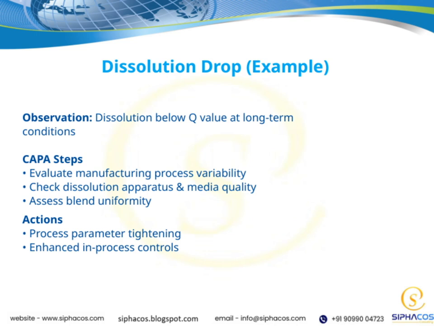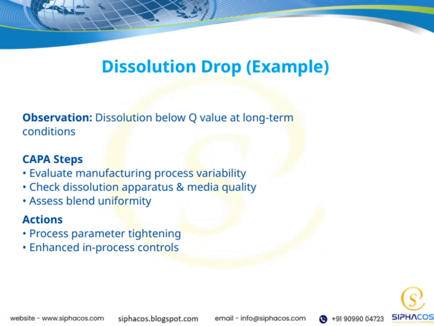This indicates that our product isn't meeting the expected dissolution criteria over time, which can be a sign of stability issues or process variability. To address this, we follow CAPA steps, starting with evaluating the manufacturing process variability. It's crucial to understand if any changes or inconsistencies in the process could be causing this drop.